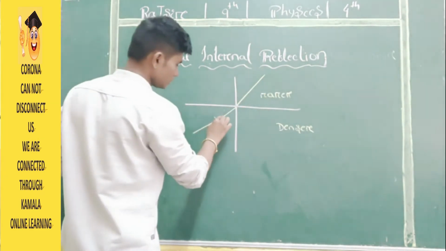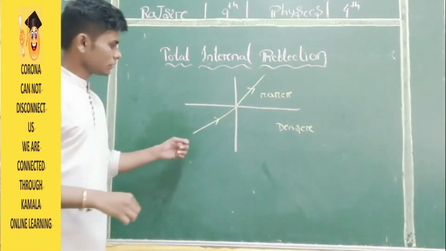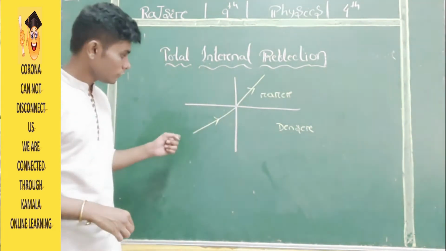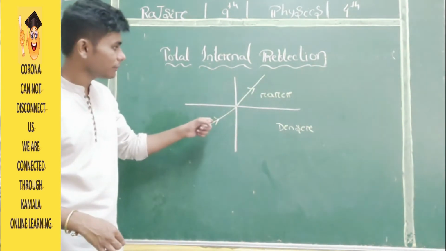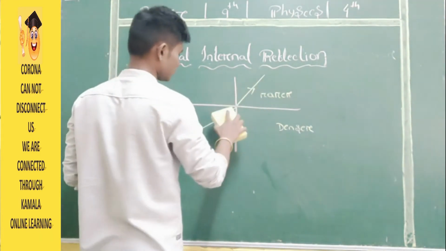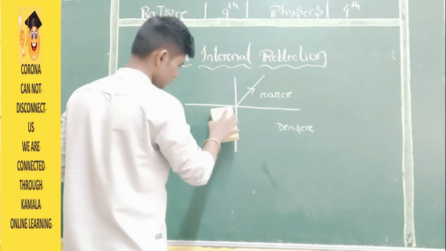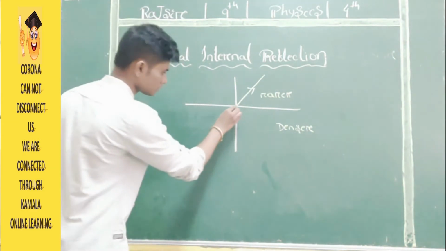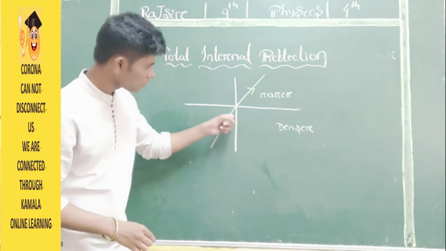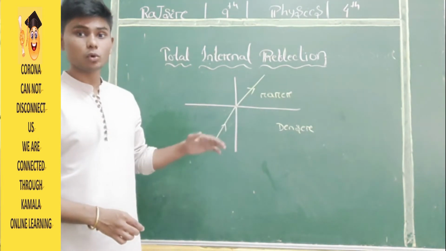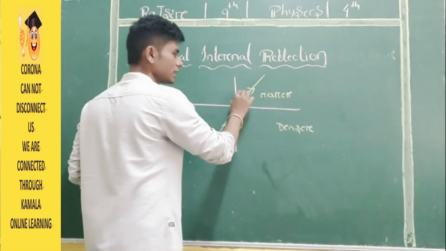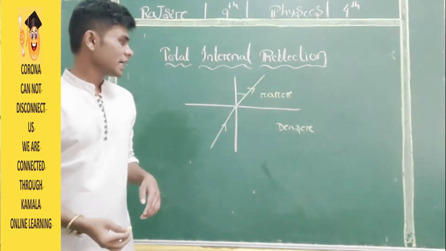See students, what happened? The ray of light, suppose it is going from the denser medium to the rarer medium. When it is going from the denser medium to the rarer medium, what will happen? It should go away from the normal now. See, here the angle is small, but there the angle is a little bit more. Why? Because whenever the ray of light is going from the denser medium to the rarer medium, it will go away from the normal.